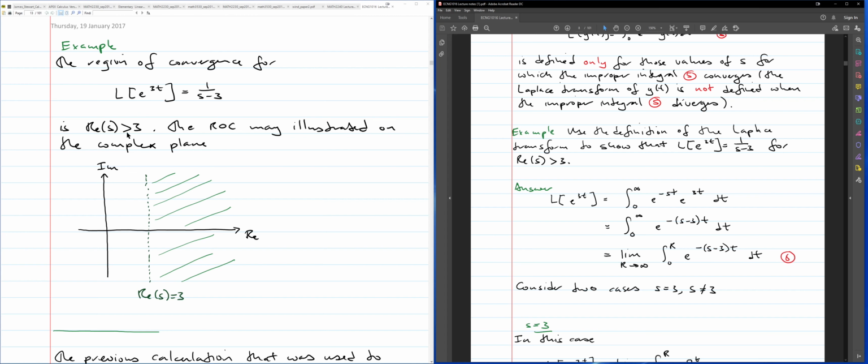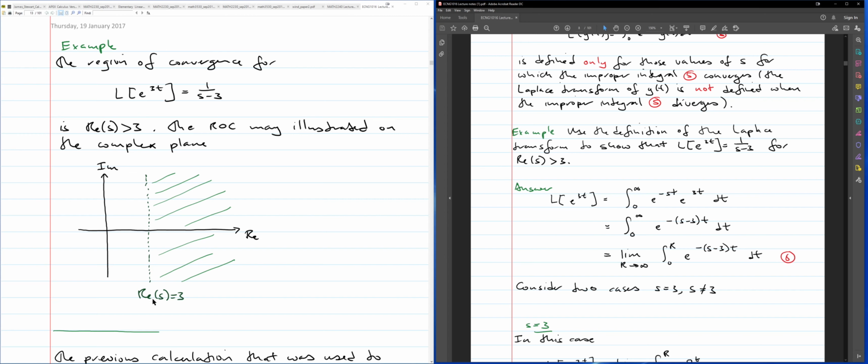We can draw this region in the complex plane. This is the real axis, this is the imaginary axis, and real part of s bigger than 3. This dashed line is where your real part of s is exactly equal to 3. If you want, you could think of this in terms of x and y axes. If this is x, this corresponds to x equal to 3, and you remember that x equal to 3 is a vertical line like this.